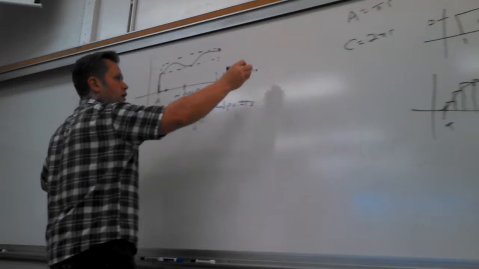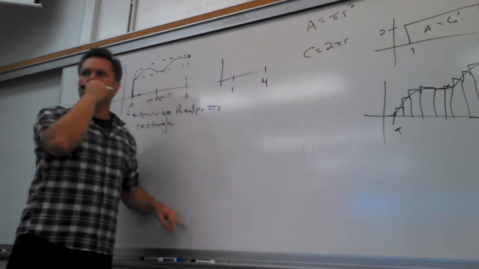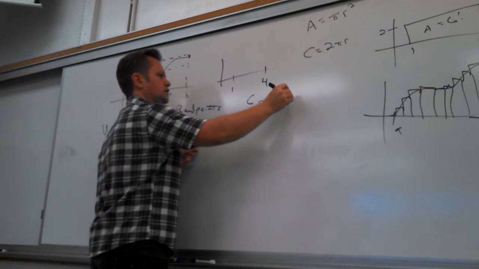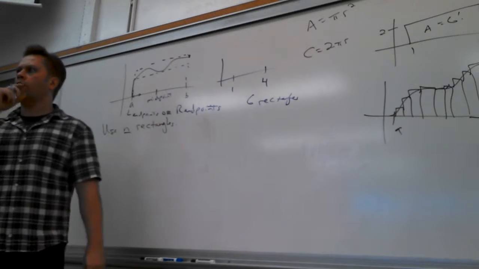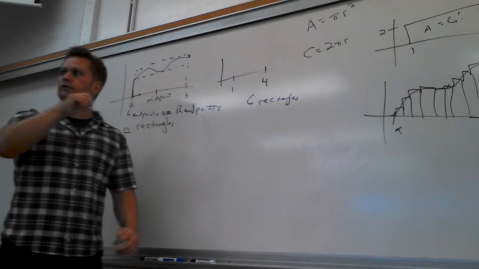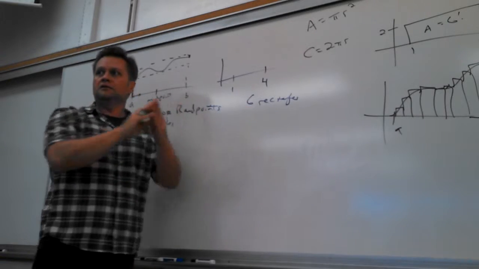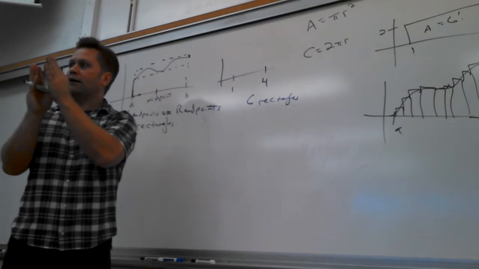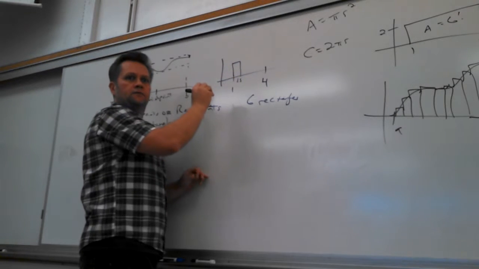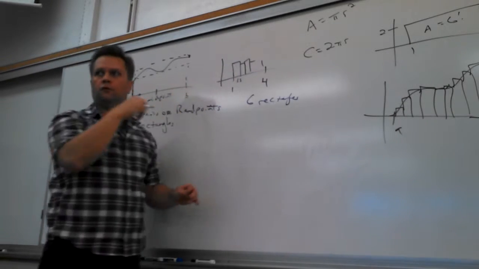So watch. Let's say it went from 1 to 4, and I want to use 6 rectangles. I want to fit 6 rectangles in between 1 and 4. How wide would each one have to be? How far do I have to go? 3. And how many steps do I want to take? 6. So each step has to be 1/2. So if I took one rectangle, I would go up to 1.5, and then 2, and 2.5, and then eventually I get 6 up to 4. You guys with me?